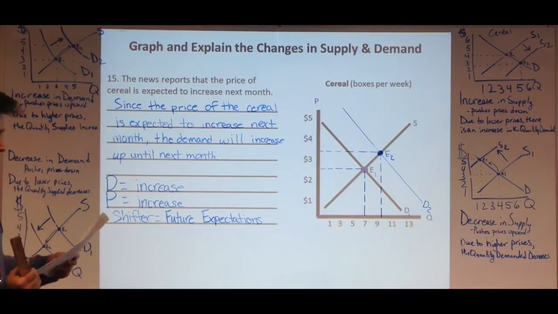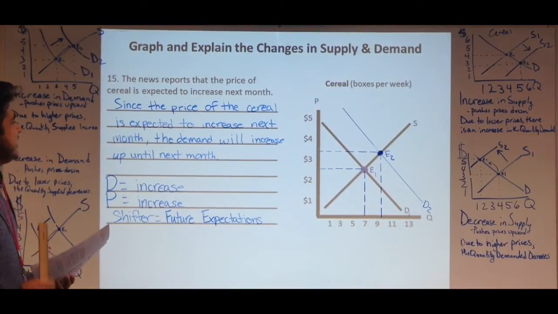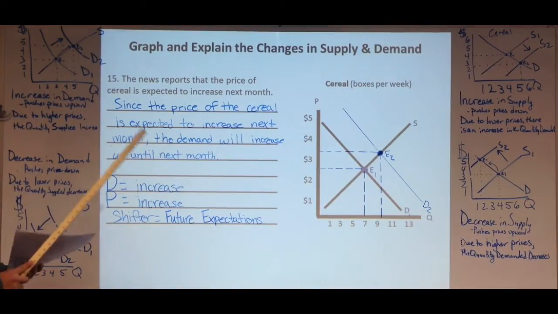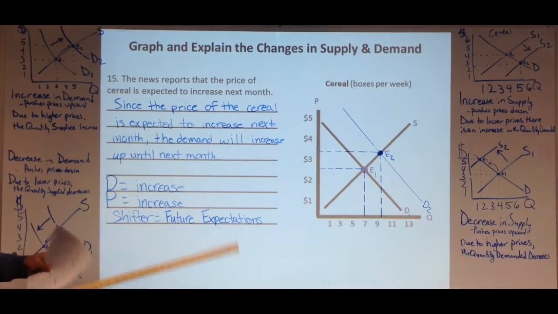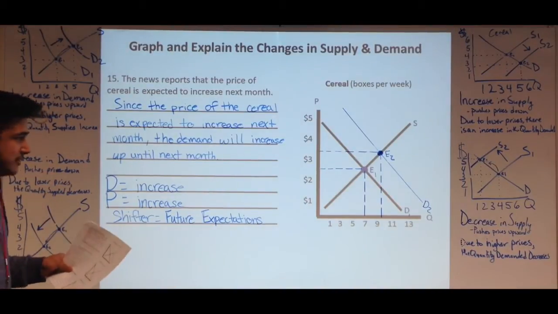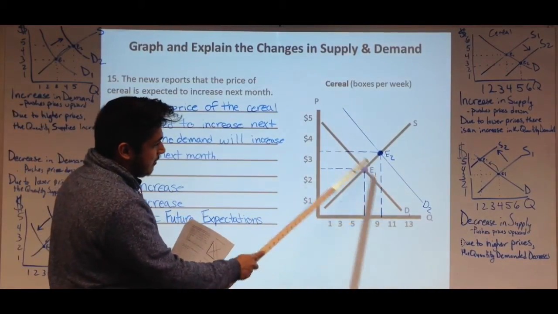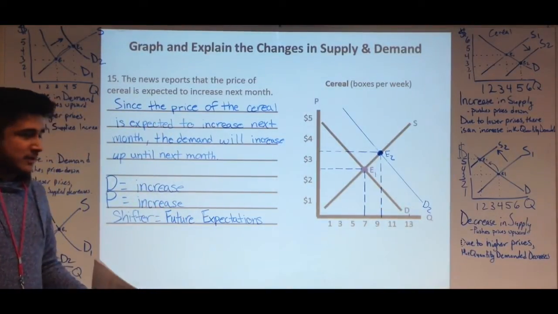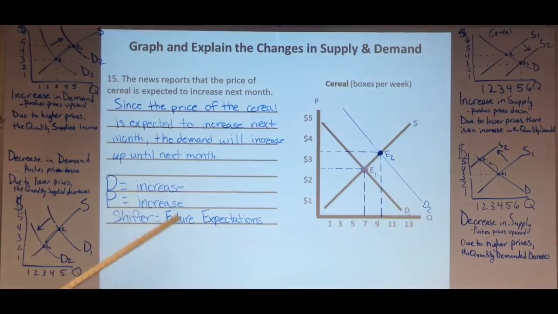Alright, for number 15, it says the news reports that the price of cereal is expected to increase next month. So since the price of cereal is expected to increase next month, then the demand up until then will also increase. Right here we have the demand right now, but the demand will go up because people are more likely to buy the cereal now than when it's more expensive. So the demand will increase, then the price will also increase, and it's also a shifter of future expectations.